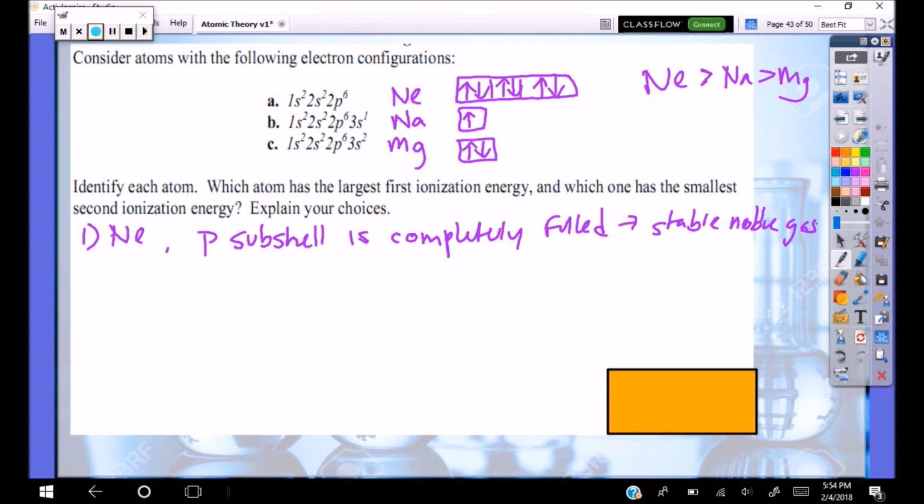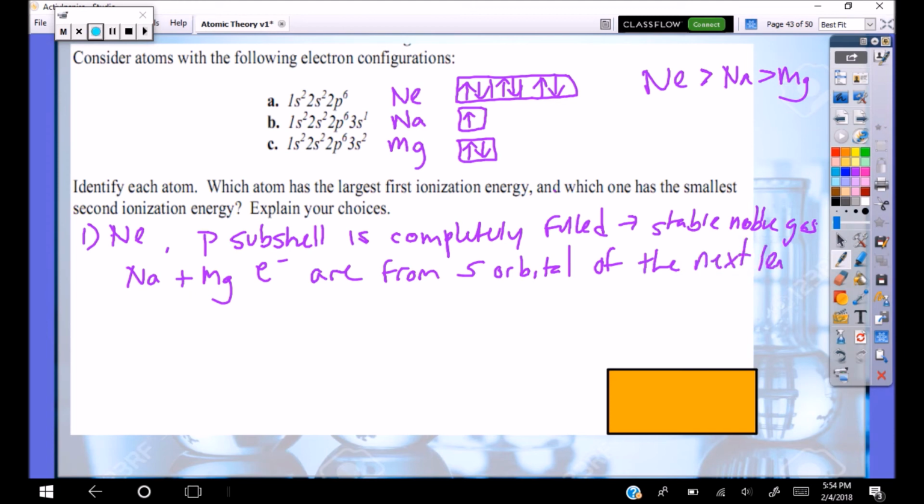So we know that sodium and magnesium electrons are from the S orbital of the next energy level too. So that's a big impact. Those things have a greater nuclear distance. So if we're looking at our specific electron, the 2p6 is closer. So we know it's closer to nucleus. We know it's more tightly held.